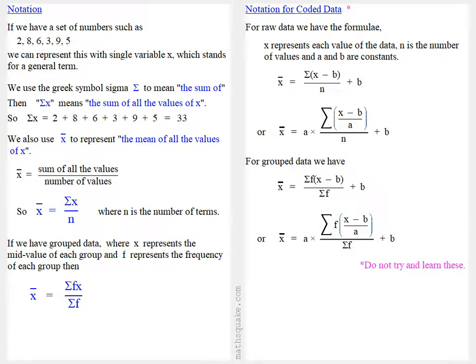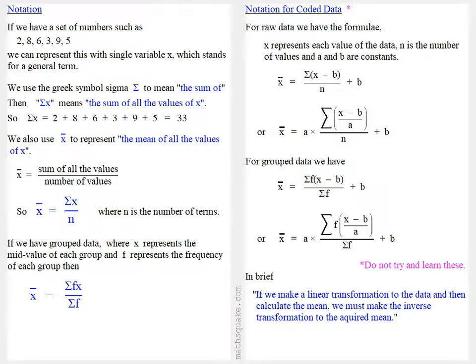Now I wouldn't try to learn these formulae. All you need to remember in brief is, if we make a linear transformation to the data and then calculate the mean, we must make the inverse transformation to the coded mean that we've just acquired.